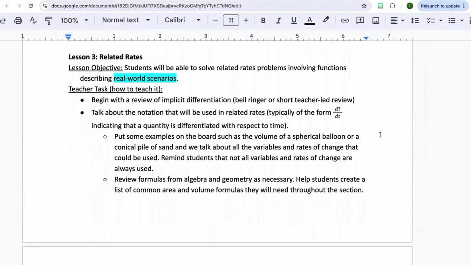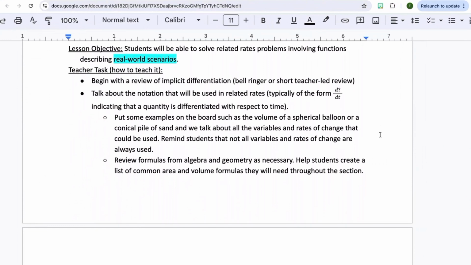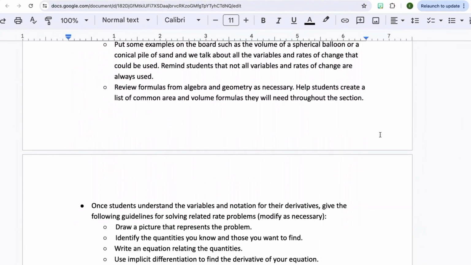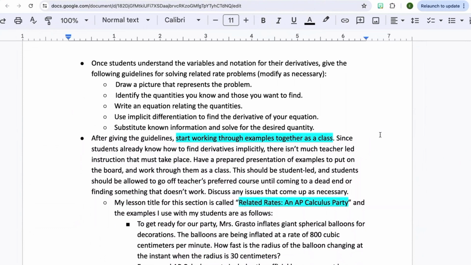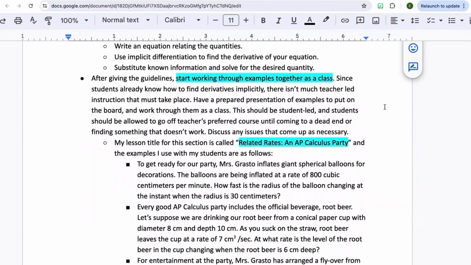Lesson number 3, related rates, brings in lots of real-world scenarios. Review implicit differentiation is pretty much all I do as a teacher-led thing, and then I just do some examples on the board. I give students kind of the 5 steps that I want to see when they do these problems, but I throw an example up on the board and we start working together as a class. This is called Related Rates and AP Calculus Party because it's one of my favorite lessons to teach.